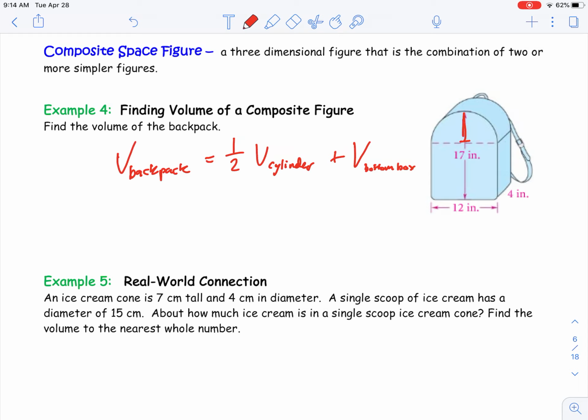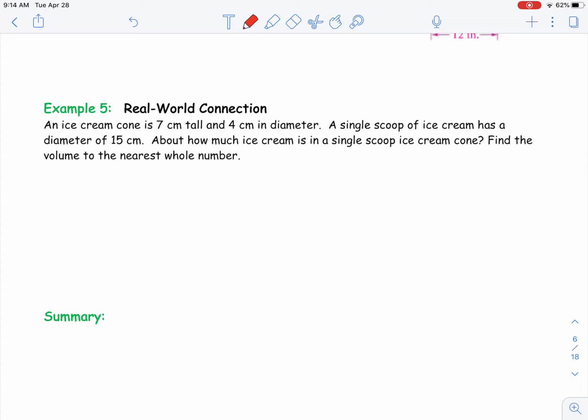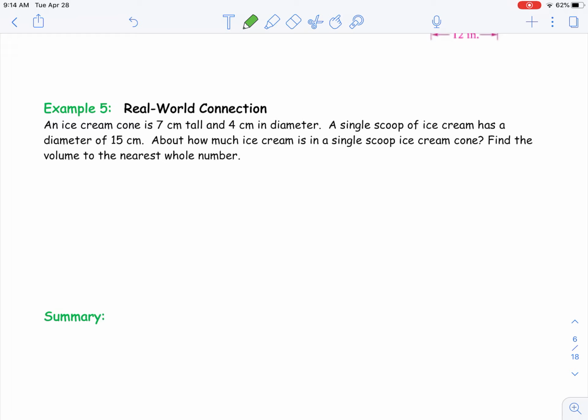I'd have to find the radius of my circular cylinder base up here and then multiply that by how thick it is right there. And then I'd also have to find the dimensions for this bottom solid, but it's just a lot of steps. Notice this also can apply to something like an ice cream cone problem. We might have a situation like this where someone tells us the height of an ice cream cone. They say it's 7 centimeters, so here's our little ice cream cone.